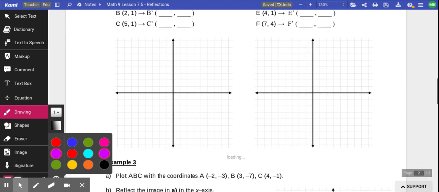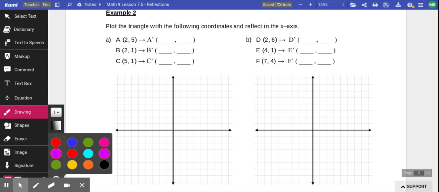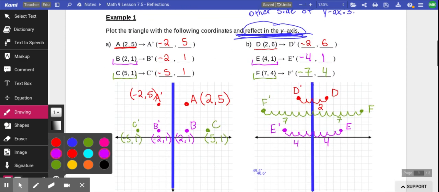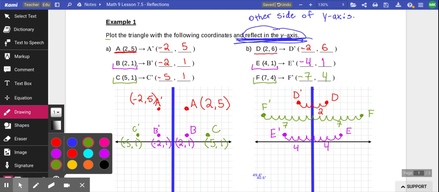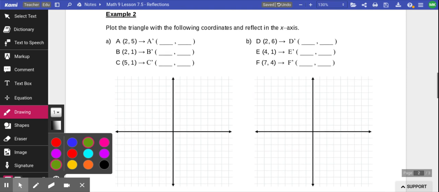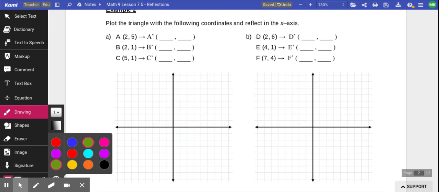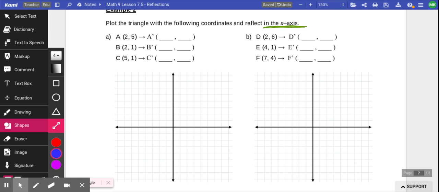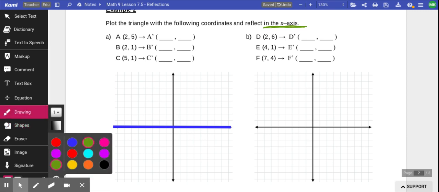Okay, we're going to do reflecting in the x-axis. So it says plot the triangle with the following coordinates. Oh, did the other one say plot the triangle? Oh, it did. Huh. I didn't do a triangle. I just did the points. That's okay. I'll show you how to do it with a triangle. Example 2: plot the triangle with the following coordinates and reflect in the x-axis. Okay, this time what we want to be doing is reflecting to the opposite side of this line. So we're going to go from the top to the bottom or the bottom to the top because we're reflecting in the x-axis, right? And that's key that they've changed it now.